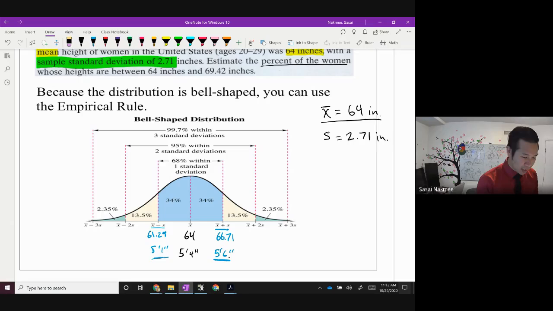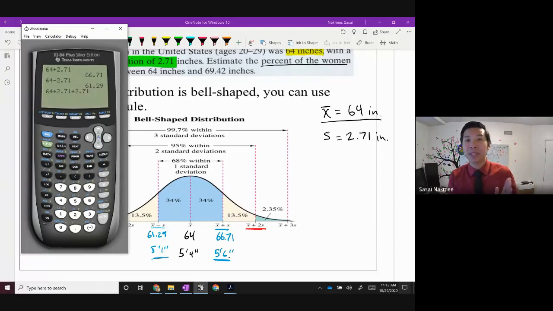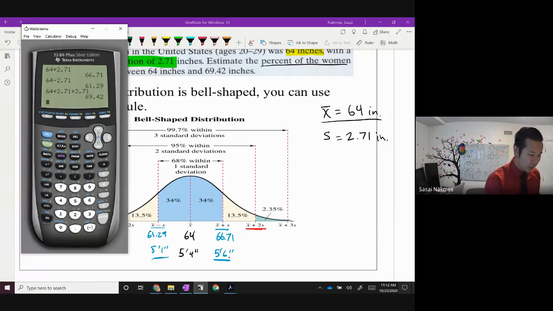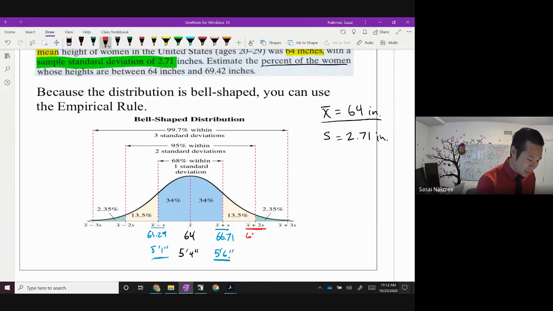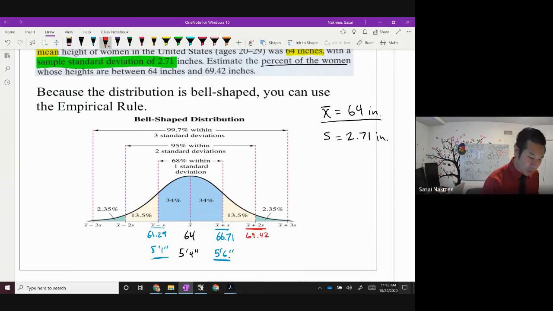You ready for this one? To get 2 standard deviations away, all we have to do is take our average, 64, and add 2.71 twice. That's what 2 standard deviations means: you're adding the standard deviation twice to your mean. And that gives me 69.42, which is, by the way, 5 foot 9 inches.